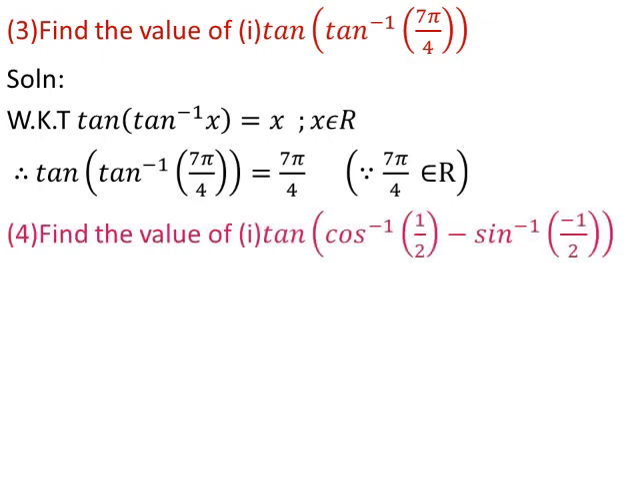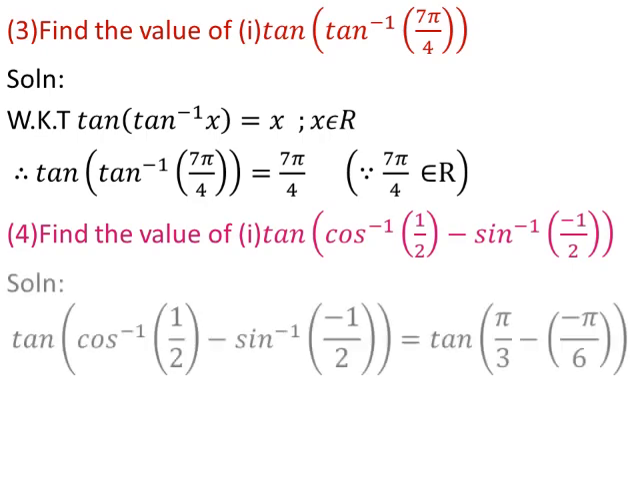Fourth question, find the value of first subdivision, tan of cos inverse 1 by 2 minus sin inverse minus 1 by 2. So, I have written the question first. It is equal to tan of, instead of this cos inverse 1 by 2, how we can write, whenever inverse is there, it is an angle. So, the angle whose cos value is 1 by 2. Cos 60 is only 1 by 2. So, you have to write 60 degree, that is pi by 3.